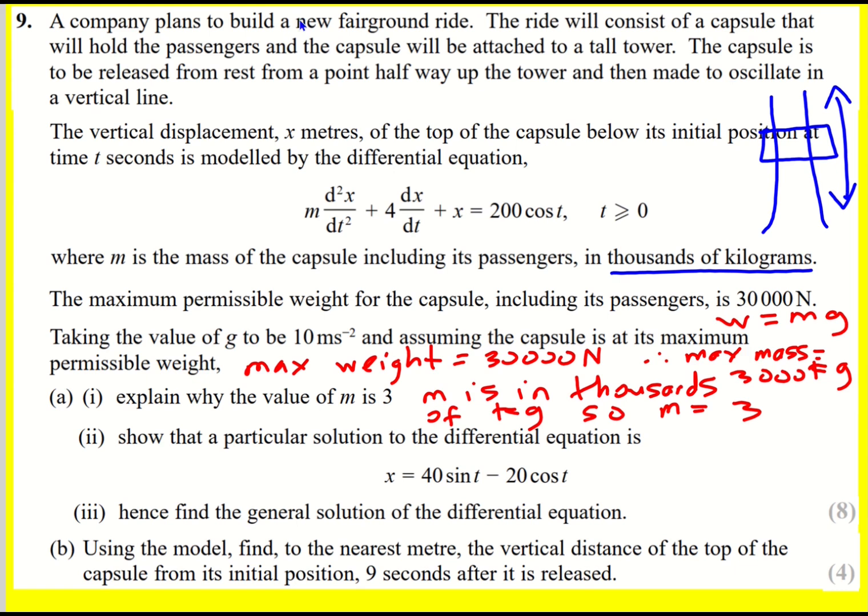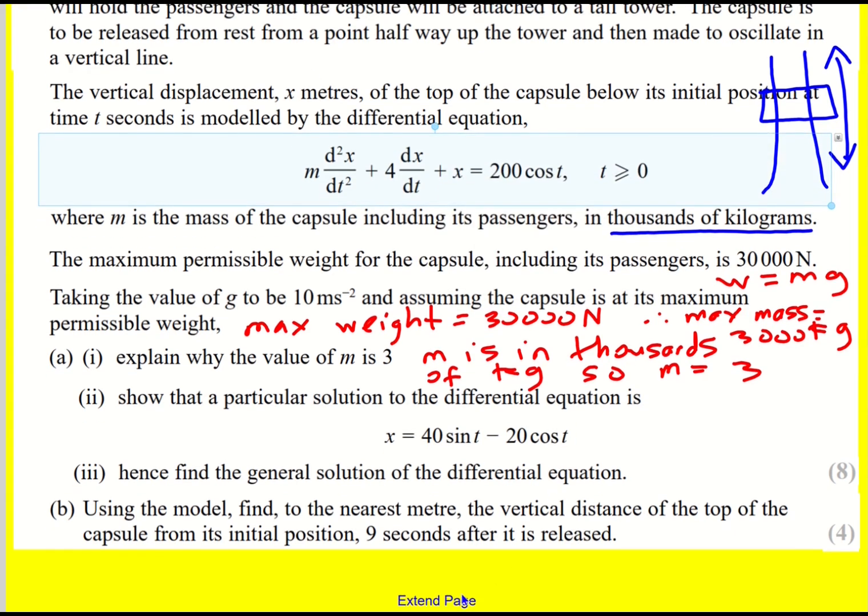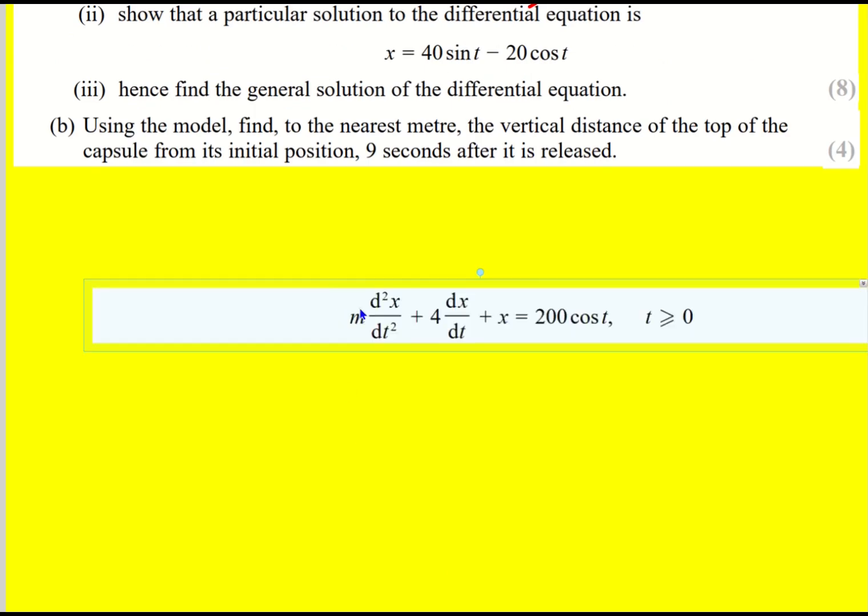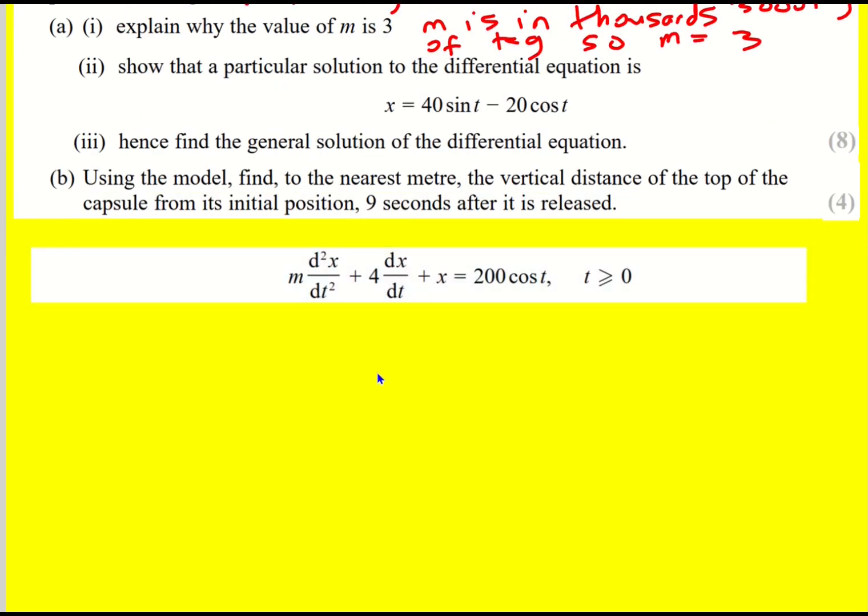Show that a particular solution to the differential equation is given by this. Okay, well, there's two approaches here. You could try and derive a solution. You could let x equal a sine t plus b cos t. And that's what you'd have to do if we weren't given it. But because it's a show that, it's just going to be easier to sub in the result that we have. So I'm going to go with that, and we don't have to work out a and b.